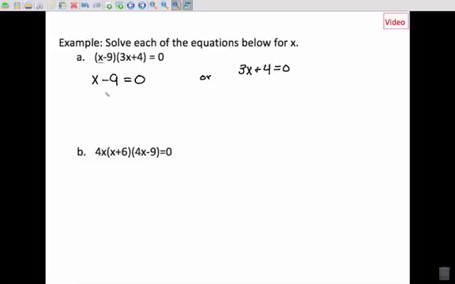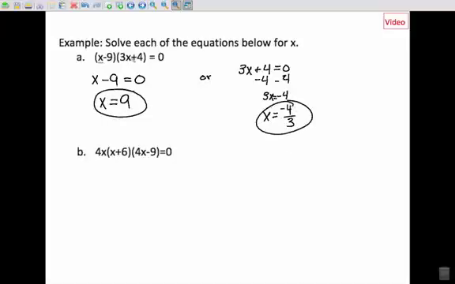So if we go ahead and just solve this, this means that x is either going to equal 9, or quickly solving this one, x is going to equal negative 4/3 over here. So we have 2 answers because we had 2 factors. This would look like a parabola with 1 root at negative 4/3 and 1 root at 9.